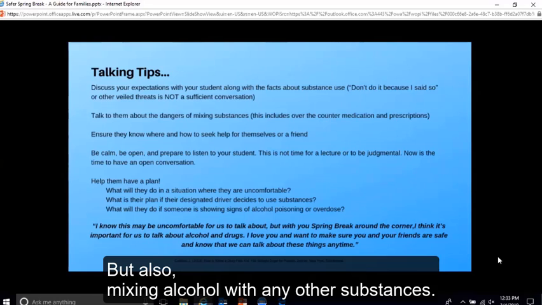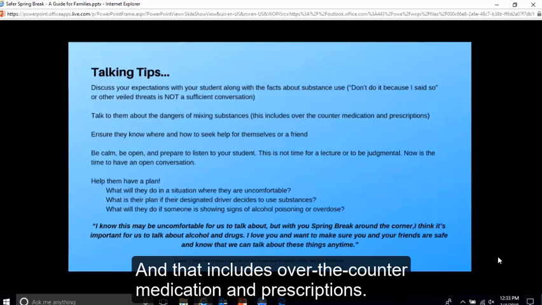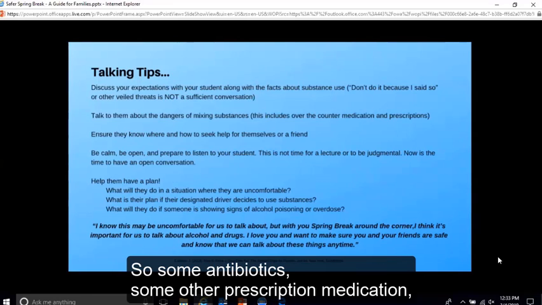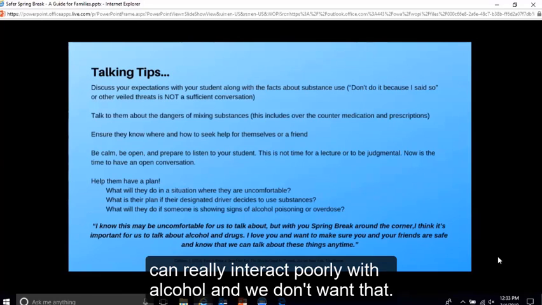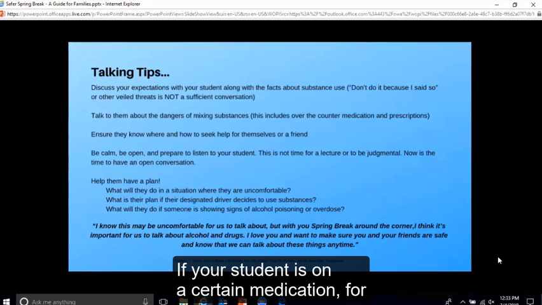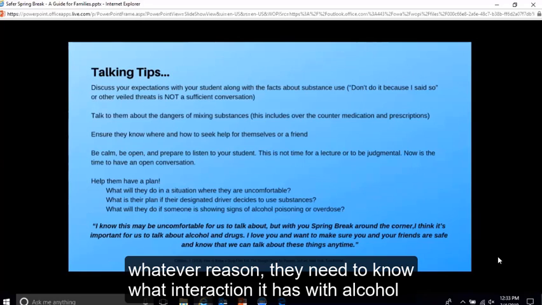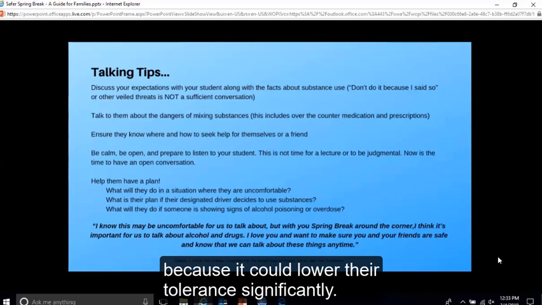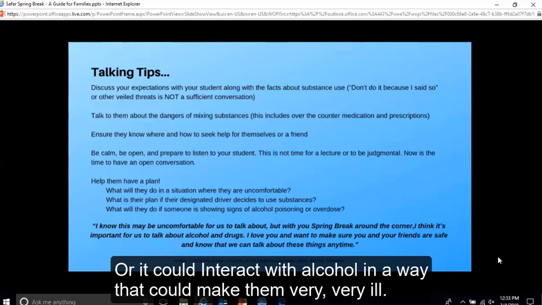But also mixing alcohol with any other substances. And that includes over-the-counter medication and prescriptions. So some antibiotics, some other prescription medication can really interact poorly with alcohol, and we don't want that. If your student is on a certain medication, for whatever reason, they need to know what interaction it has with alcohol, because it could lower their tolerance significantly. Or it could interact with alcohol in a way that could make them very, very ill.